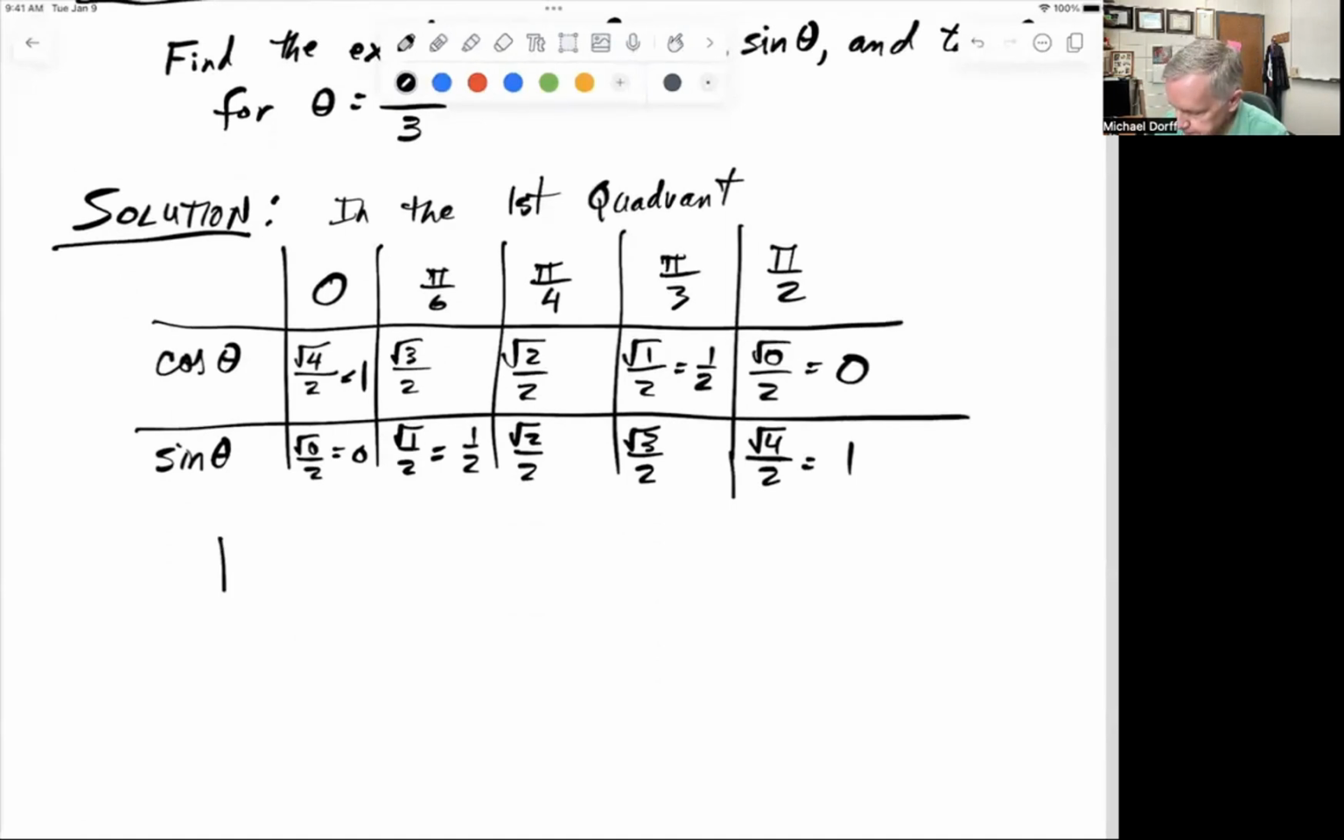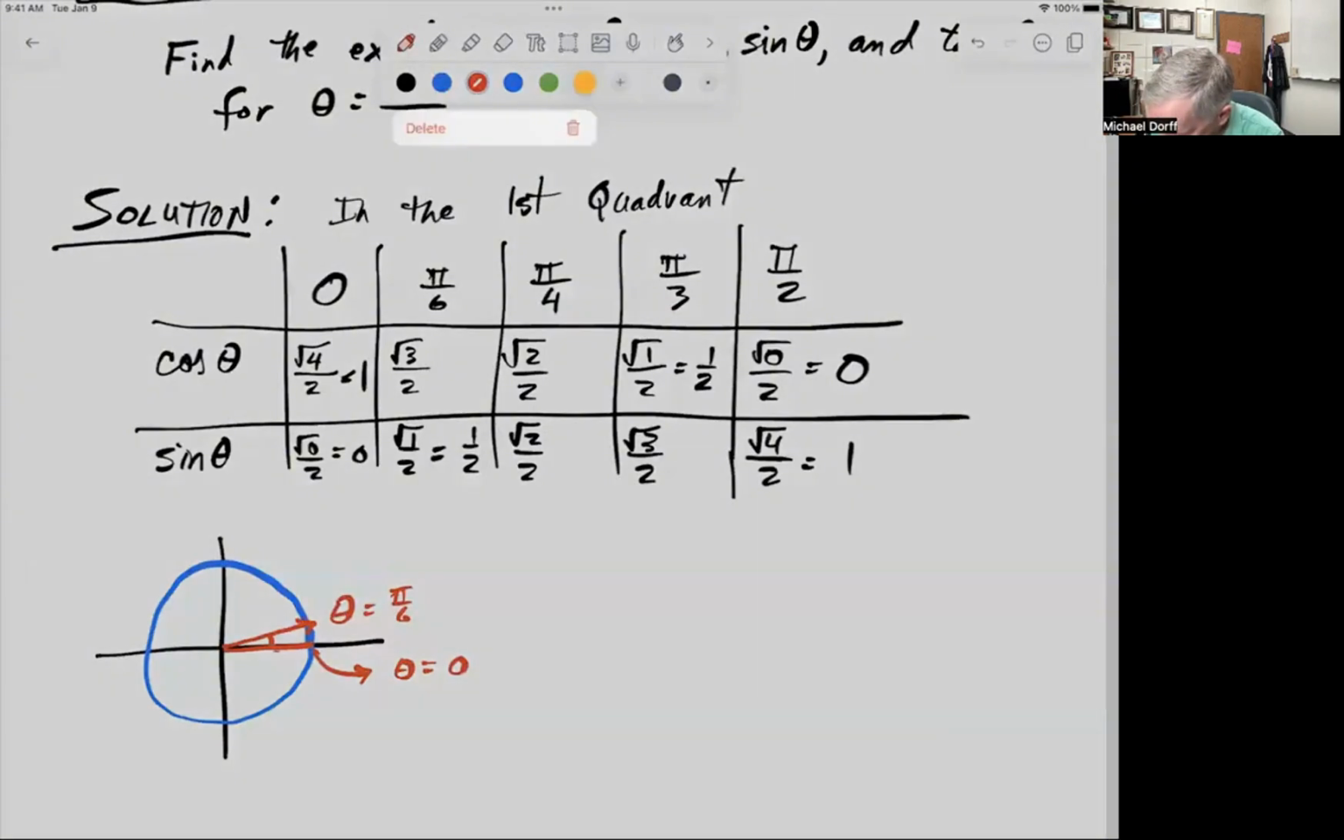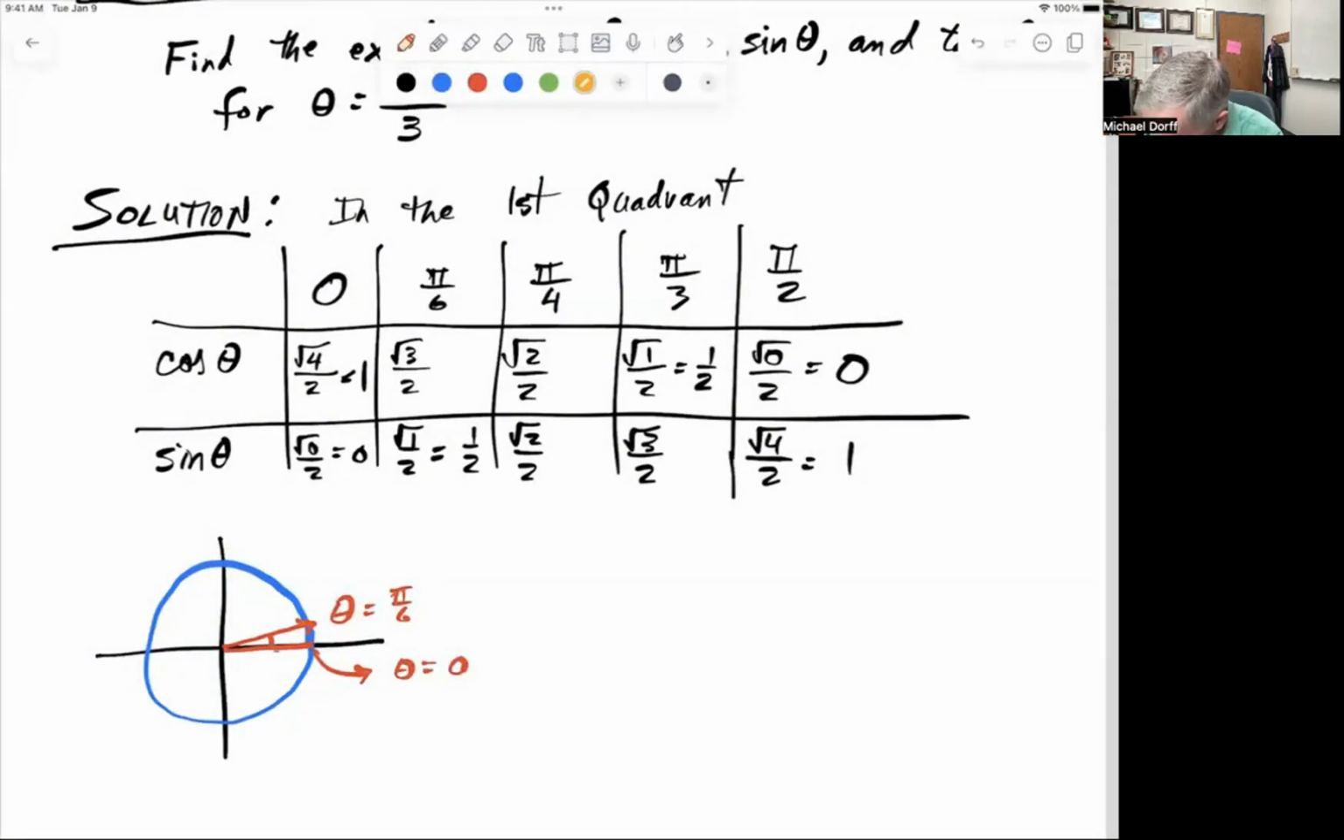If I look at a circle, where are these angles in the first quadrant? So here's my circle. First I'll start with this one. That angle where we stay on the x-axis is theta equals 0. If I go up about here, this angle is theta equals pi over 6. Maybe I should use different colors here. Here, this is theta equals pi over 4. And in purple, here is theta equals pi over 3.